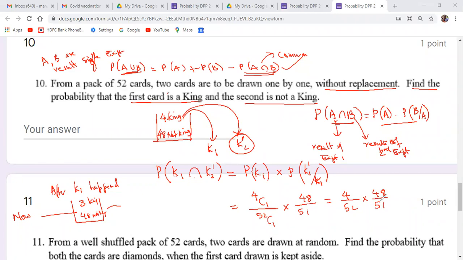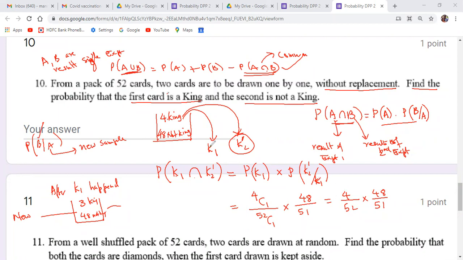Has everybody understood this? Yes, sir. Anybody in the class feeling difficult to understand this concept? Please speak that out. I didn't understand the 48 upon 51 part. What is the meaning of probability of B given A? After event A has already taken place, what is the new sample space? You have to look at that. In that new sample space, what is the chance of B to occur? This is the meaning of B given A.